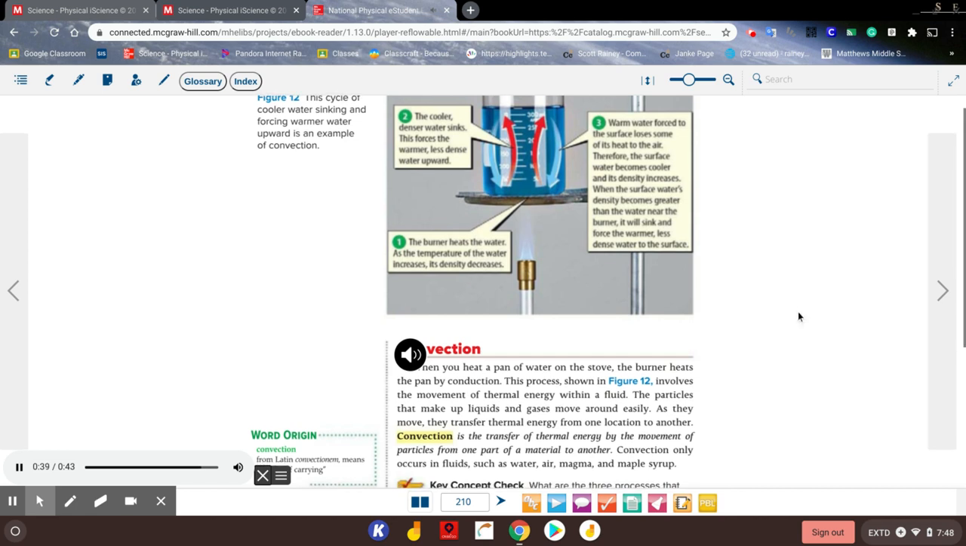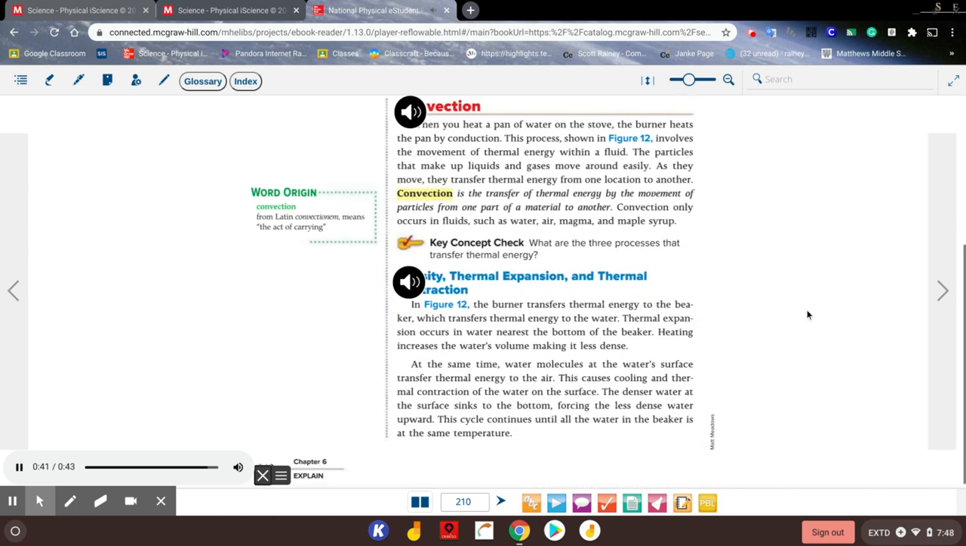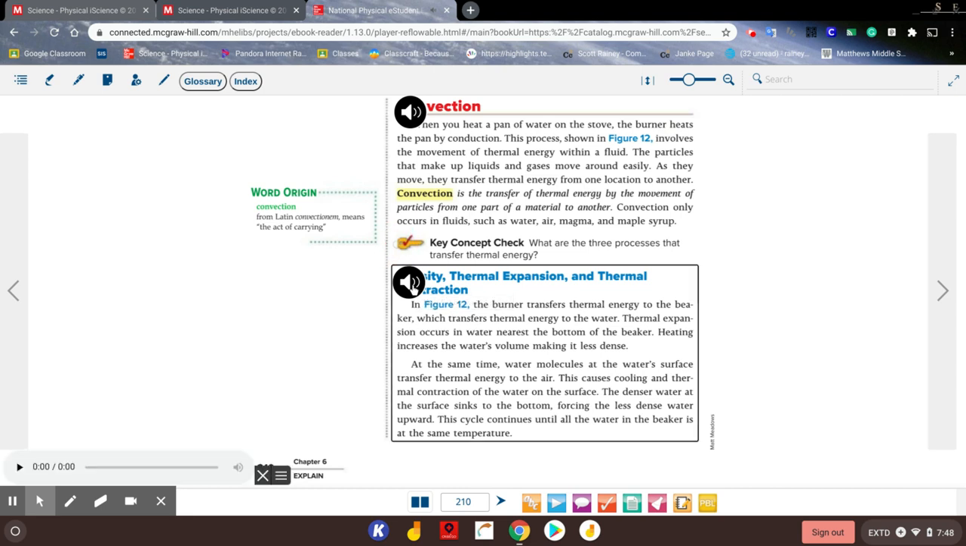Key concept check. What are the three processes that transfer thermal energy? Density, thermal expansion, and thermal contraction.